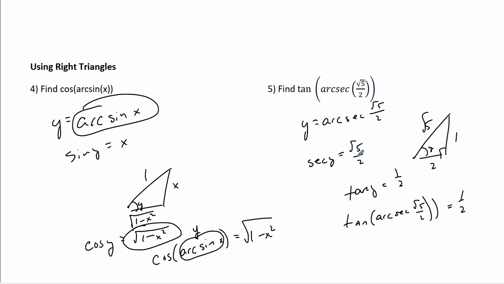The secant of y is 1 over cosine, and the cosine is adjacent over hypotenuse. But in this case it's hypotenuse over adjacent. So hypotenuse is root 5, adjacent is 2. If I solve with the Pythagorean theorem, I get 1. And now I find the tangent of y is 1/2, and that's basically what I get. So I do the inside first and then outside, inside to outside.